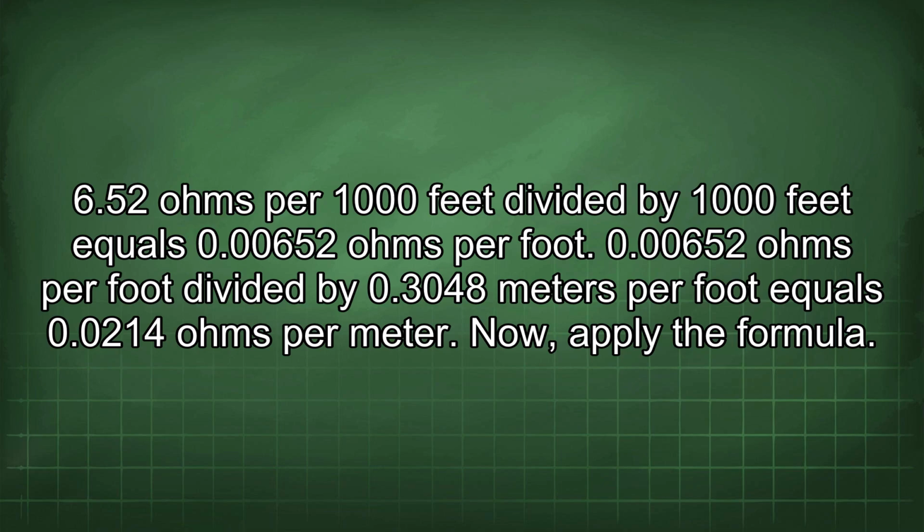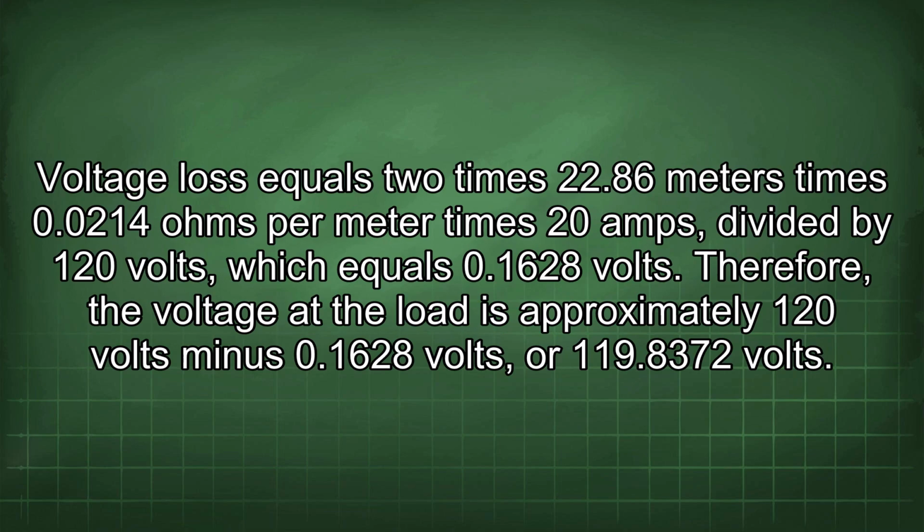Now, apply the formula. Voltage loss equals 2 times 22.86 meters times 0.214 ohms per meter times 20 amps divided by 120 volts, which equals 0.1628 volts. Therefore, the voltage at the load is approximately 120 volts minus 0.1628 volts, or 119.8372 volts.